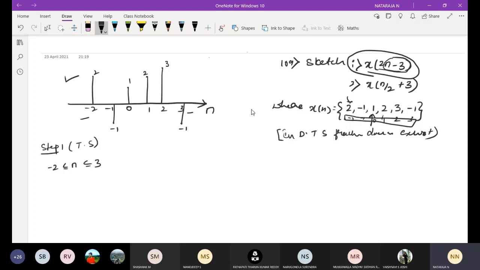Okay, what do we need to find? We need to find x(n-3). Replace n by n-3 in the next step. So -2 ≤ n-3 ≤ 3. In the next step, I need to get n throughout, which means I'm going to add 3 to the entire equation. -2+3 ≤ n-3+3 ≤ 3+3. The 3 gets cancelled. -2+3 gives 1 ≤ n ≤ 6. The same signal will be from 1 to 6.